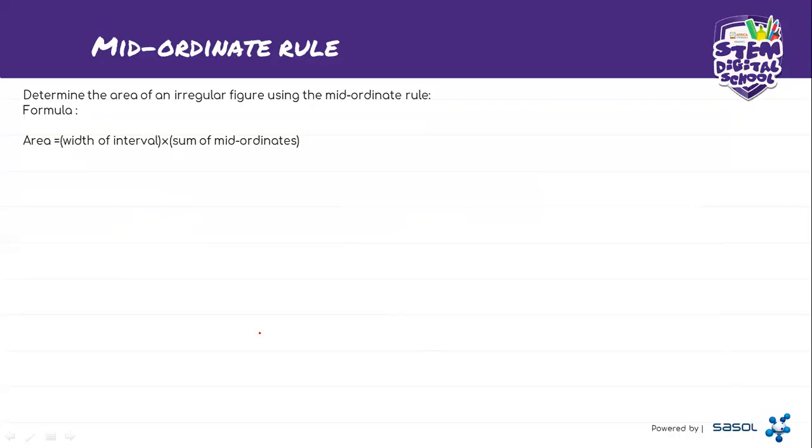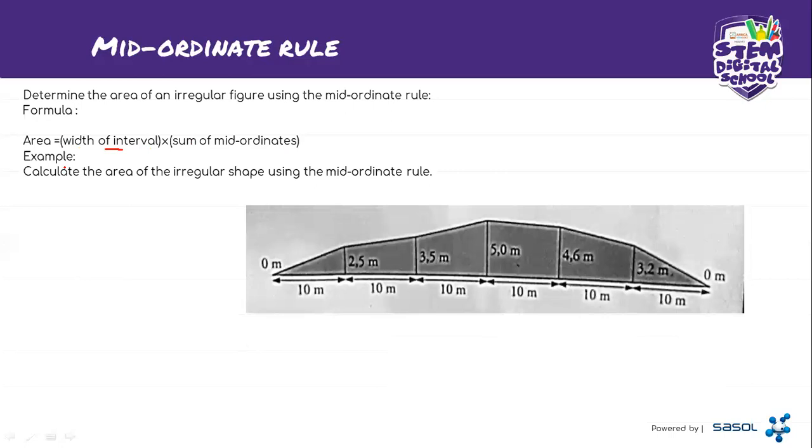Now, the formula that we are going to use for this Midordinate Rule says area equals the width of the interval multiplied by the sum of the midordinates. So this is the formula that we're going to use. Now let's take an example, apply the formula, and see how we calculate that area. Example 1 says calculate the area of the irregular shape. Let's see the irregular shape. Calculate the area of the irregular shape using the Midordinate Rule.